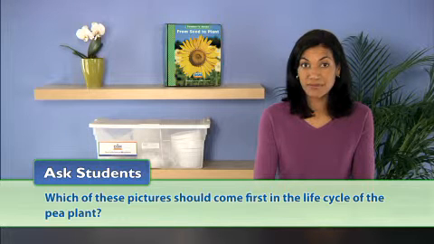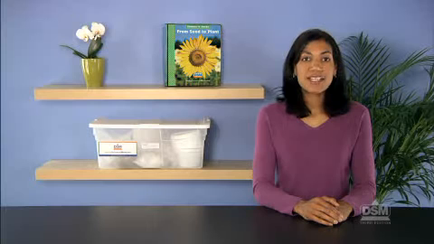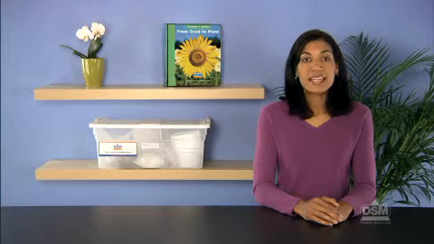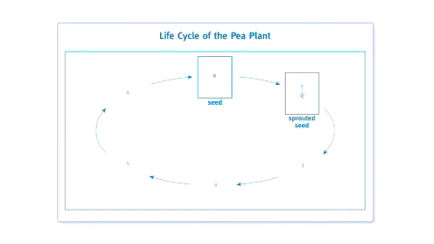Stimulate a class discussion by asking, which of these pictures should come first in the life cycle of the pea plant? Students should identify the picture of the seed as the first in the pea plant life cycle. Tape the picture of the seed over the number 1 on the chart and label it seed. Ask students to help you place the other pictures in sequence. These next 3 pictures, in order, are sprouted seed, young plant, and mature plant.